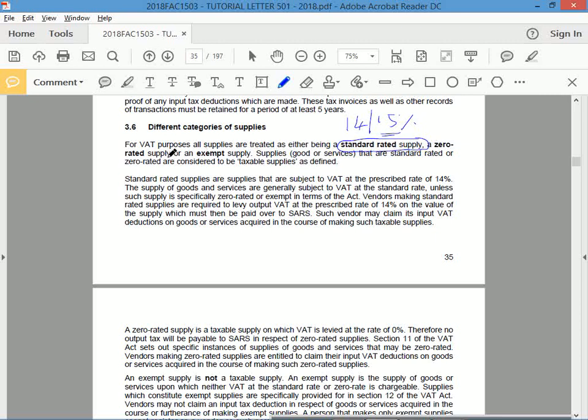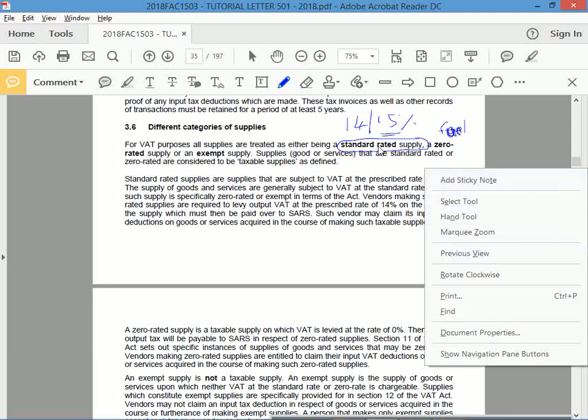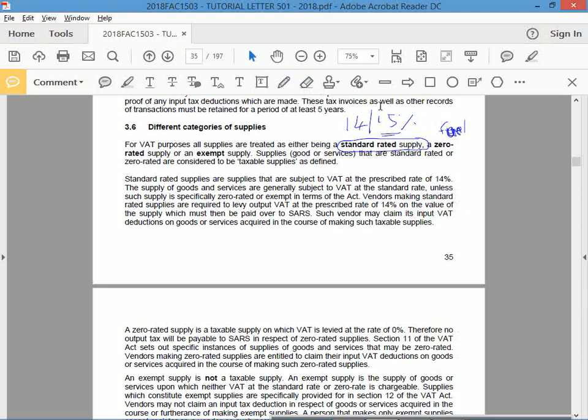Then you get zero rated supplies. Zero rated supplies like fuel. Fuel is zero rated. Basic food items, that SARS believes are a necessity for everyone, especially the poor. The poor are the ones that are affected the most by an increase in VAT. The rich don't care about a 1% increase in VAT, but the poor would.